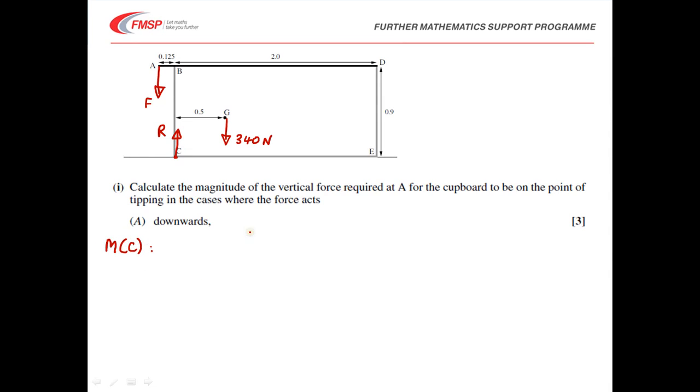Because R acts through C, we can ignore it when we take moments. And then we just need to equate the products of the forces and their perpendicular distances from the centre of rotation. Sorry, the perpendicular distance of their line of action from the centre of rotation. So F is at a distance of 0.125, and the 340 newtons acts at a distance of 0.5 from that centre of rotation, and if we rearrange that, that gives us F equals 1360 newtons.